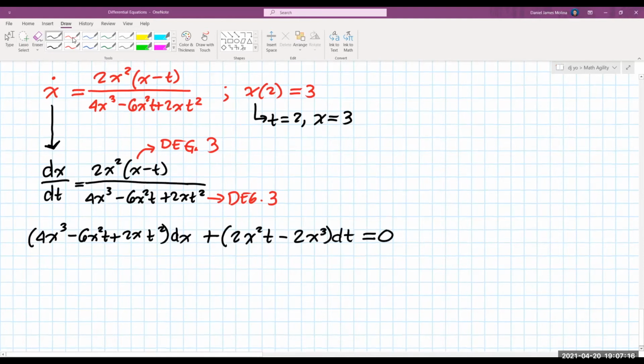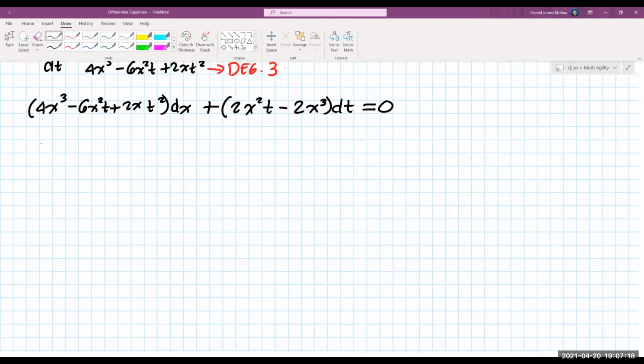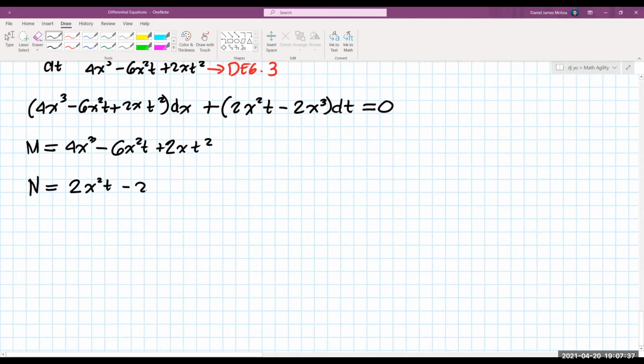So from our discussion a while ago, we have here M, that is equal to 4x cubed minus 6x squared t plus 2x t squared. And then we have N, that is equal to 2x squared t minus 2x cubed. You may be wondering why I didn't cancel some of the common terms. We'll look at that in a bit.